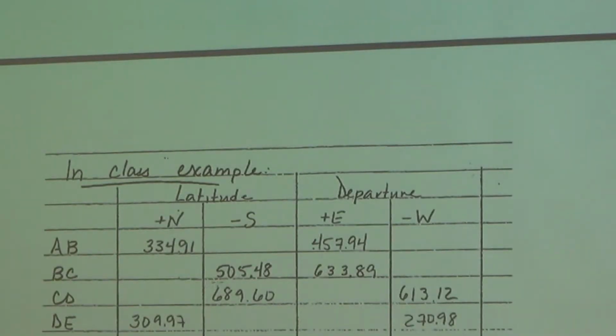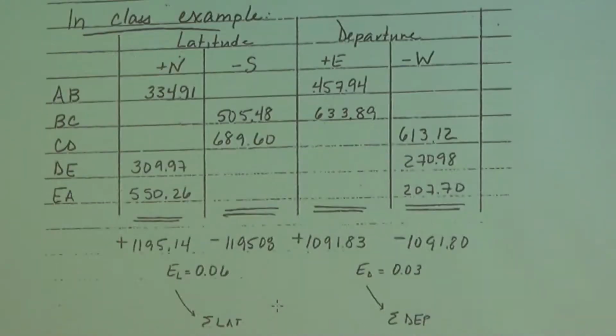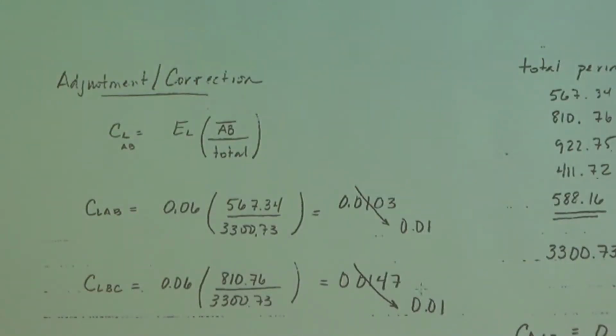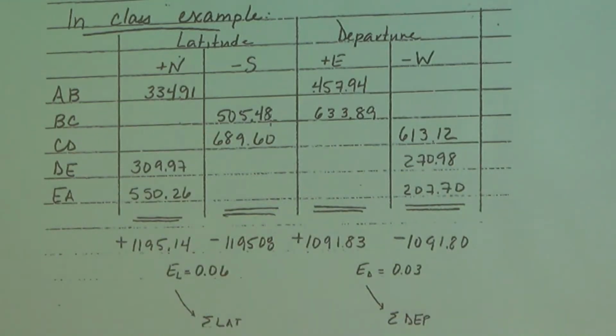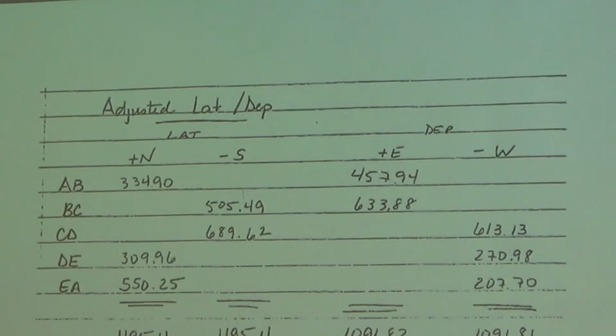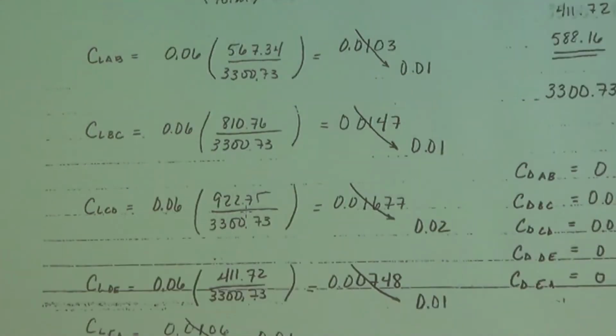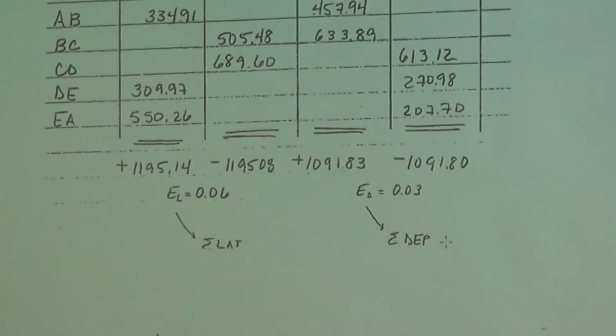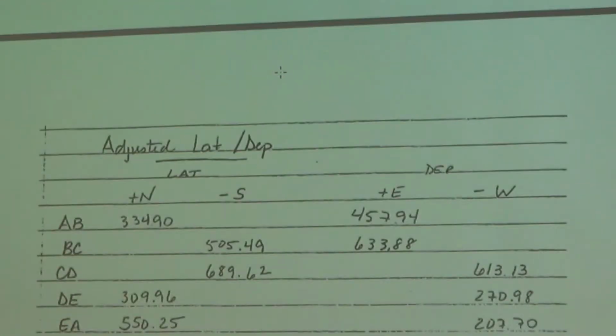Going from B to C, I have 505.48, and we already said that these numbers are too small. So the correction for BC is 0.01. What should I do with this 48? Add 0.01 and it becomes 49. And then the next one is 0.02, so I take the 689.60 and add 0.02 and you get 689.92. Now when you add up the northing and the southing, you get the same number, and you've just distributed the error. Fine.